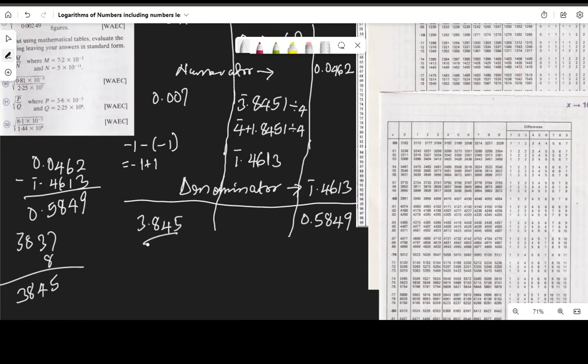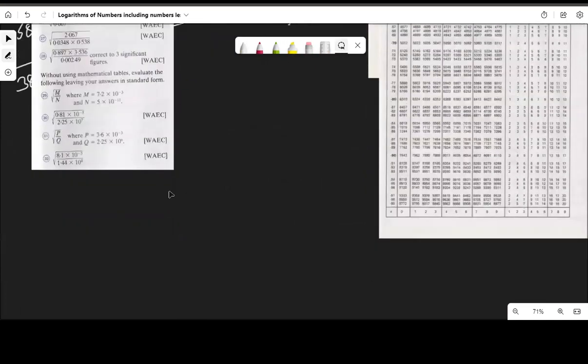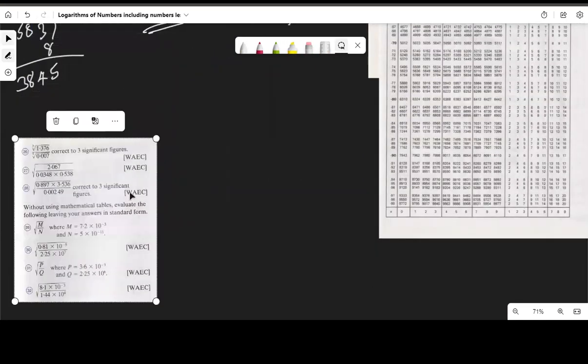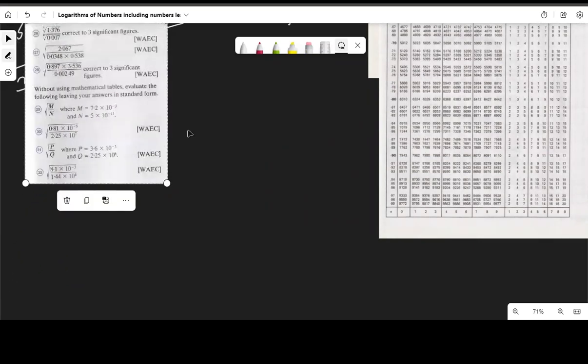3.845 is our answer to this question. And the second one we have the square root of 2.067 divided by 0.0348 times 0.538. It's quite a long number, then log.